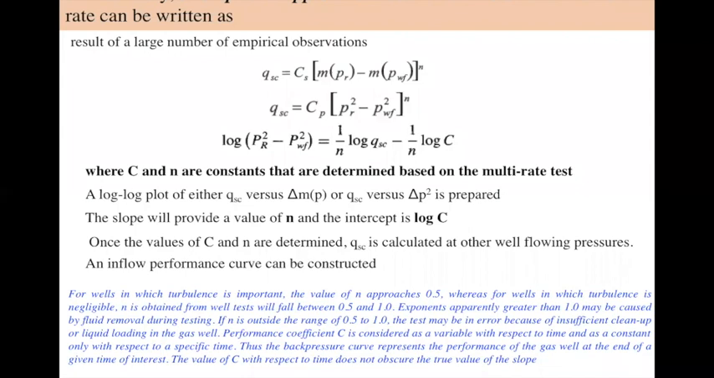So this n value is taking care of the turbulent effect. If it is 0.5, it is highly turbulent. If it is above 0.5, the turbulence effect is less. And if it is less than 0.5, then there may be chances of liquid loading, etc.